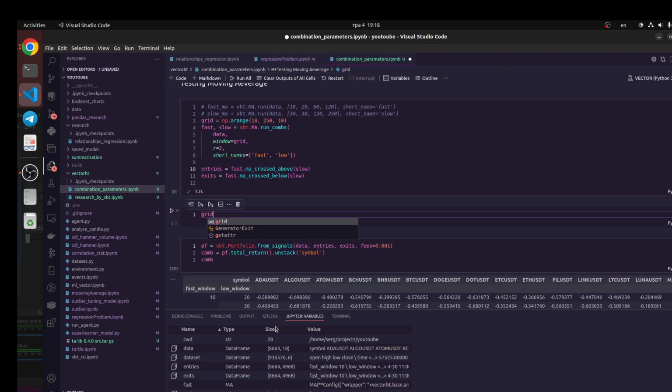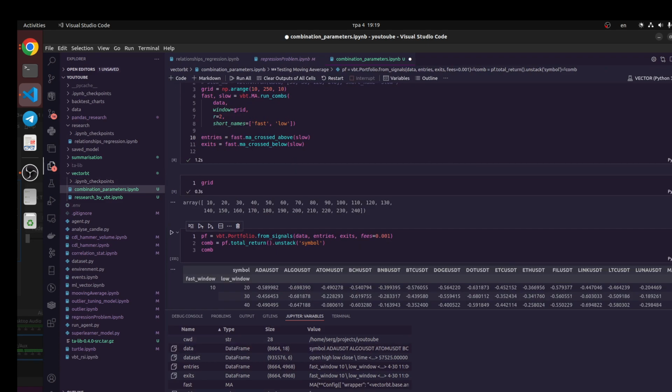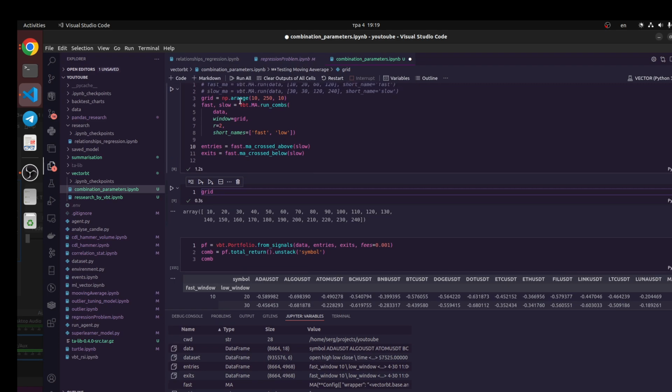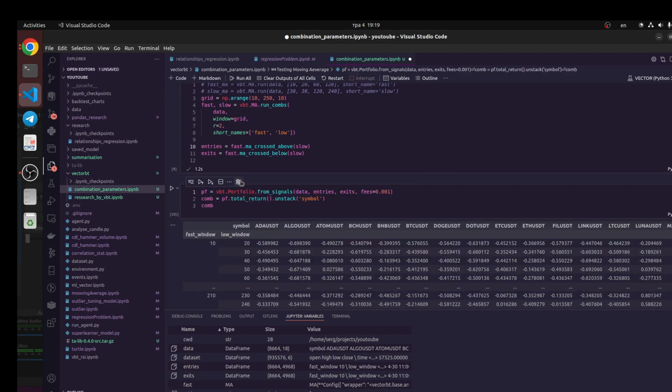For example, let's print this grid, and I would like to find the best combination with moving average with these parameters. Okay, you see we have this grid. Next we need to run the vectorbt moving average and run combs. It means we need to apply the combinations that we created before using the grid. Next we need to add our data frame and indicate our names like fast and slow.